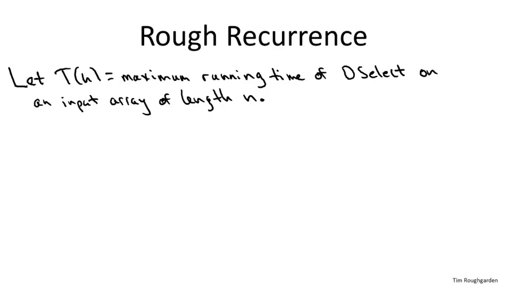So for once, I'm not going to be sloppy, and I'm going to write out an explicit constant for the work done outside the recursive calls. I'm not going to write big O of n. I'm going to actually write C times n for some constant C.